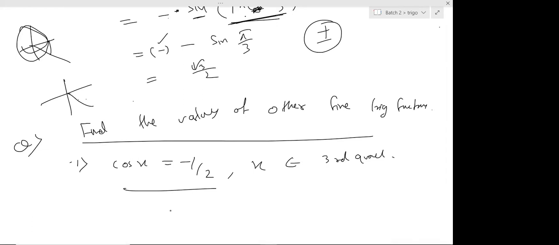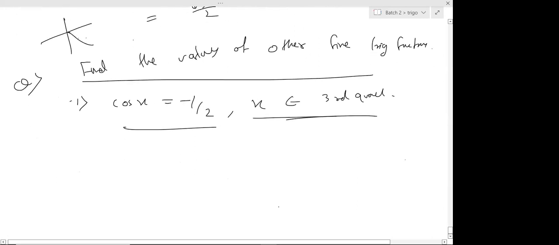All right, try to solve this one. The simple identities you learned in class 10th are enough to solve this question. But remember, x is in the third quadrant. So in the third quadrant, those that are negative will get a negative sign, and those that are positive will get a positive sign. And remember, the question is to find the values of the other 5 trigonometric functions. They have given you cos x is minus half and x belongs in the third quadrant.